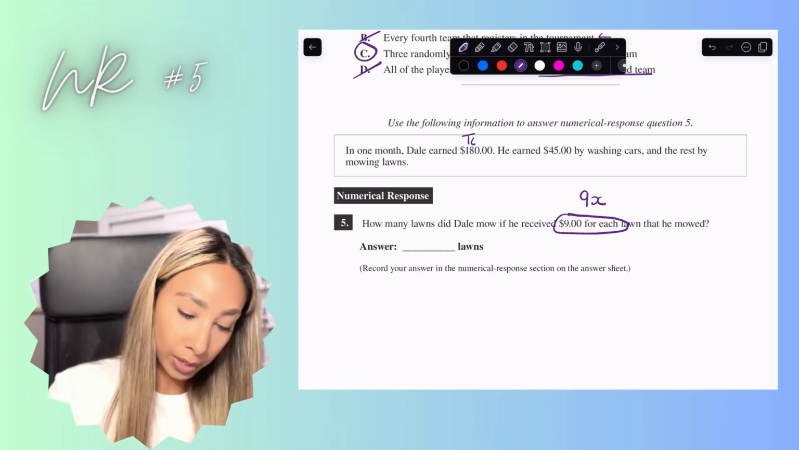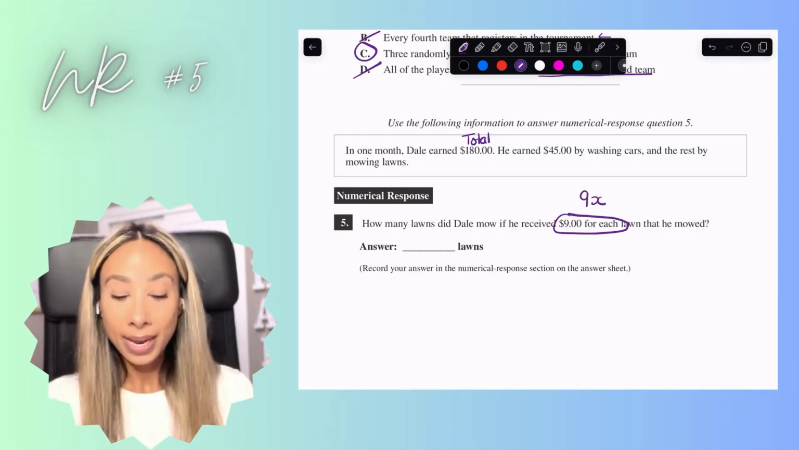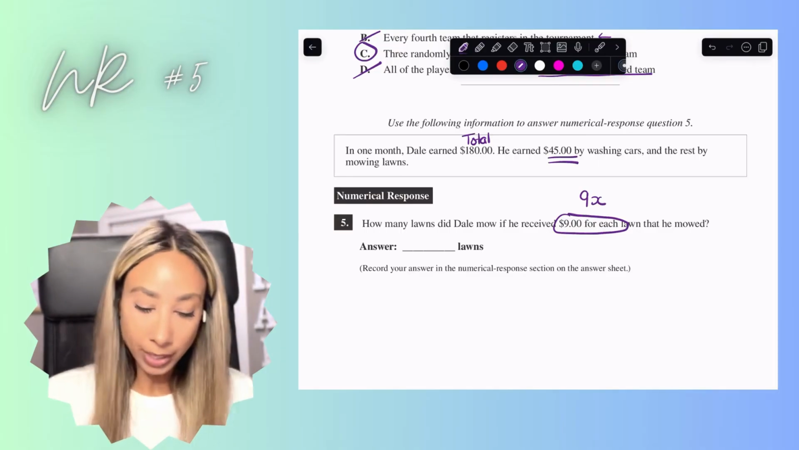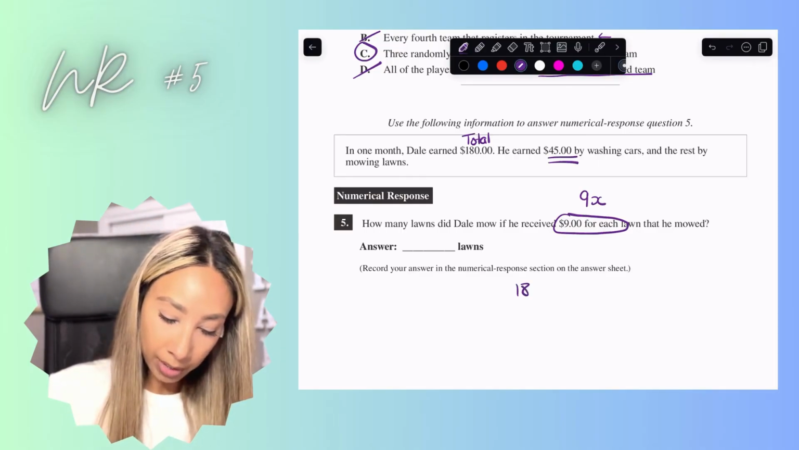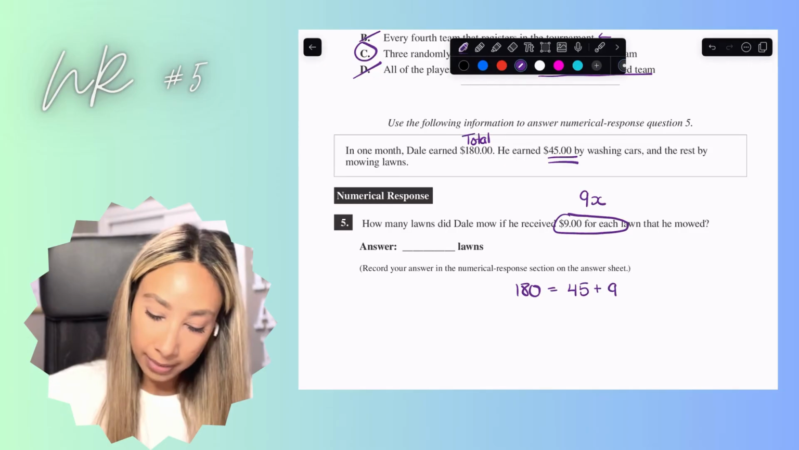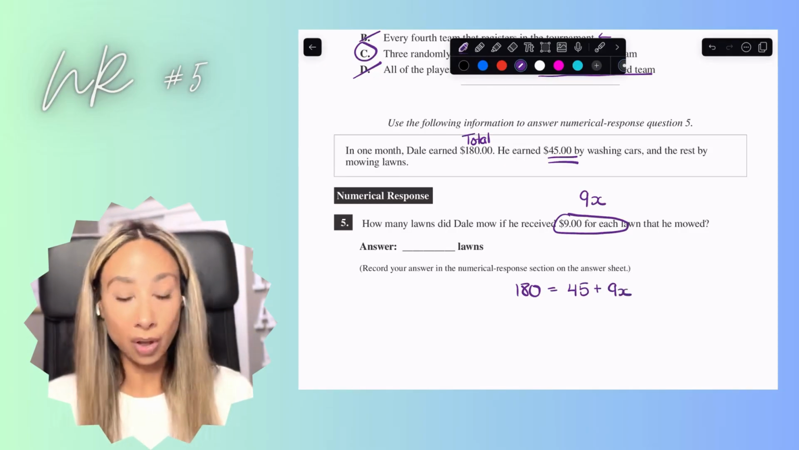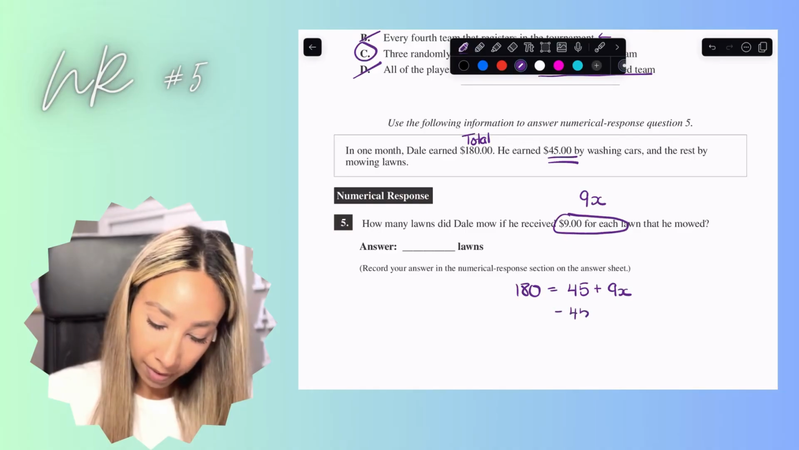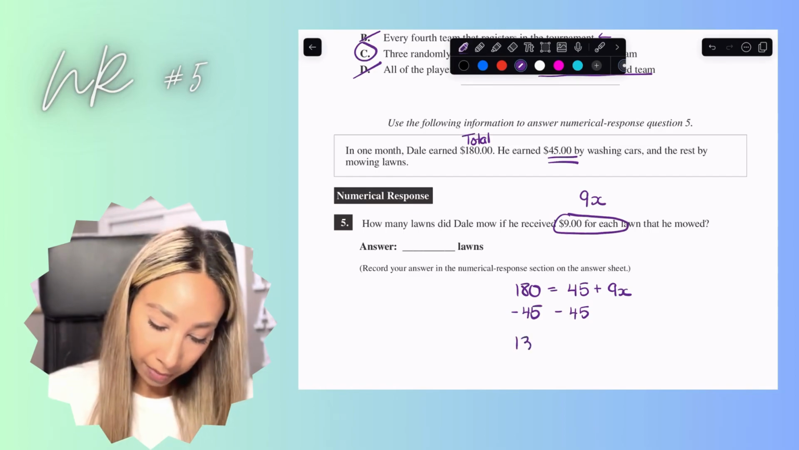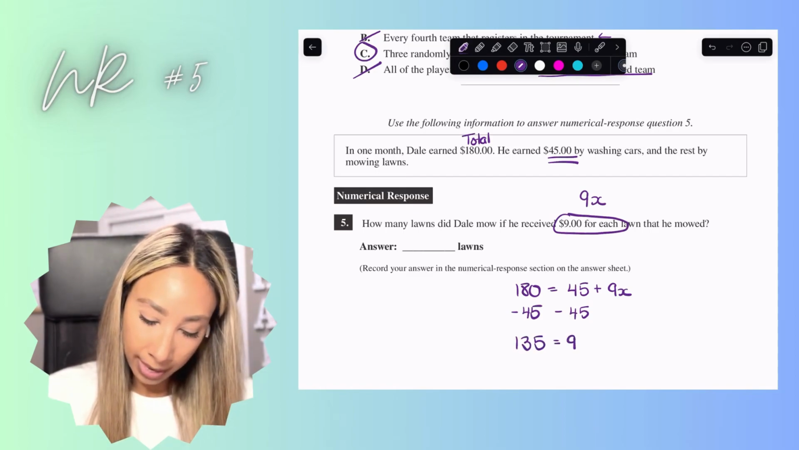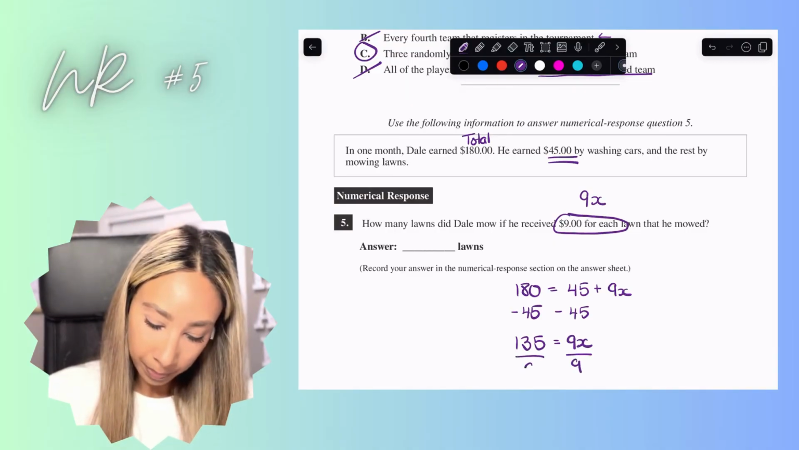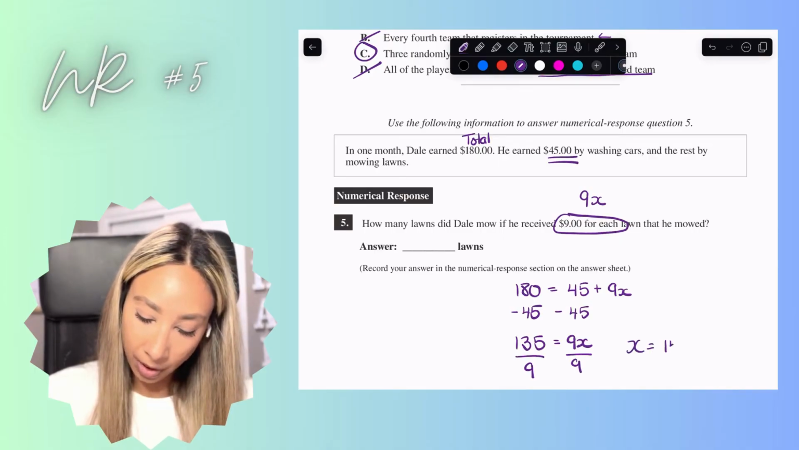We also know that the total he earned was $180. Now we know that out of the $180, $45 was made by washing cars. Okay, so let's set up our equation here. So $180 is equal to $45 plus our 9x. Okay, so now what we can do is just solve for x. I can take away 45 from both sides. That's going to get me 135 is equal to 9x. Now I just have to get x on its own, so divide both sides by 9. And so x would equal 15 lawns.